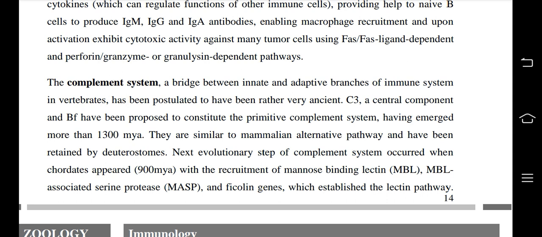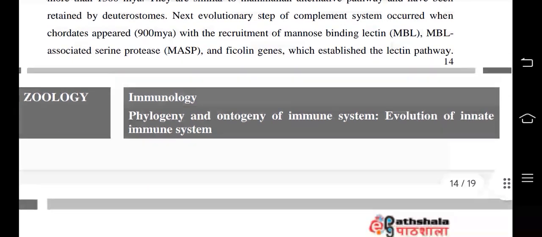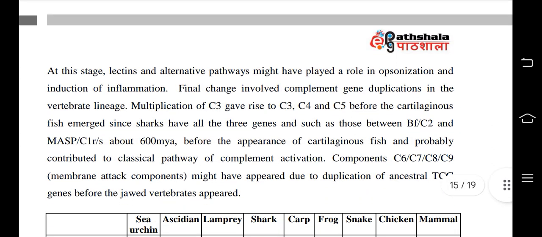The next evolutionary step of the complement system occurred when chordates appeared, with the recruitment of mannose binding lectin (MBL) associated serine protease, or MASP, and ficolin genes, which established the lectin pathway. At this stage, lectins and the alternative pathway might have played a role in opsonization and induction of inflammation.